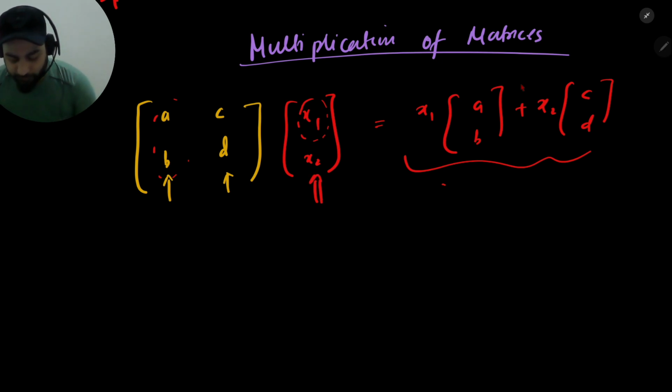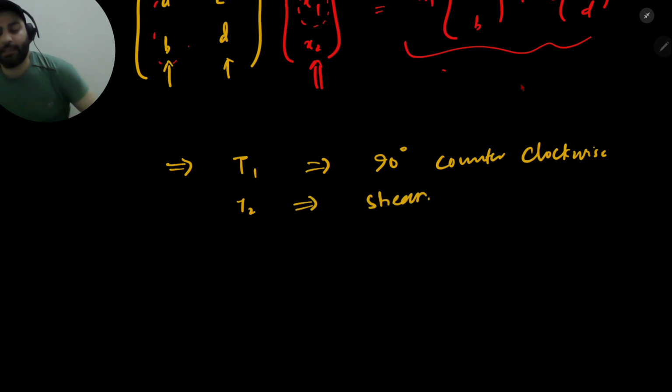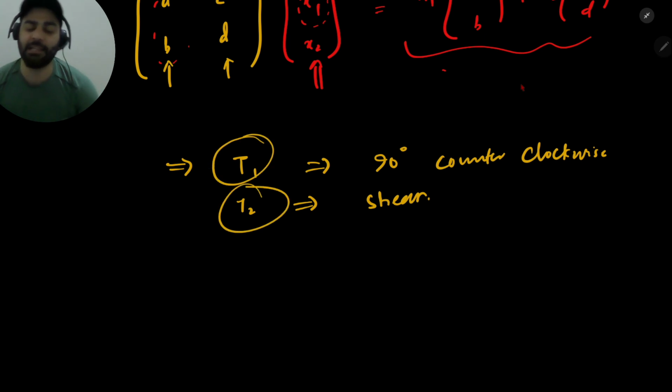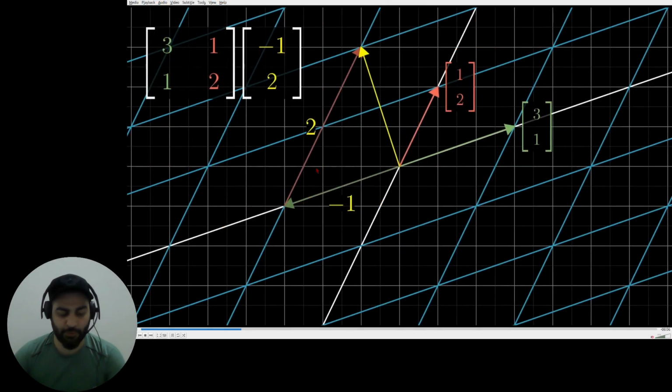Now I need to see, let's suppose we saw two transformations. Transformation one, T1, is the 90-degree counterclockwise rotation. Then T2, the other transformation, was the shear transformation. Let's suppose I first apply T1 and then apply T2 and see what happens to the space. I want to capture that sort of transformation within our framework. If I show you in the animation, maybe it should be here.